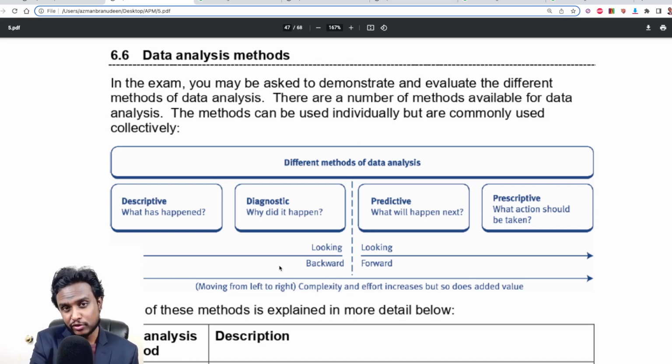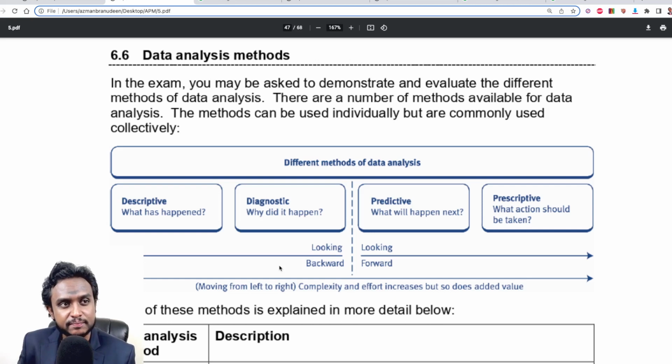And you have to use your diagnostic and descriptive in order to do predictive analytics. You cannot do predictive analytics like, I don't know, out of your head or something like that. You have to base it on your descriptive and your diagnostic. And prescriptive is what action should be taken, right? What are your next steps? What are you going to do? Predictive is what will happen next, that's out of your control. Prescriptive is what are you going to do, that is within your control.